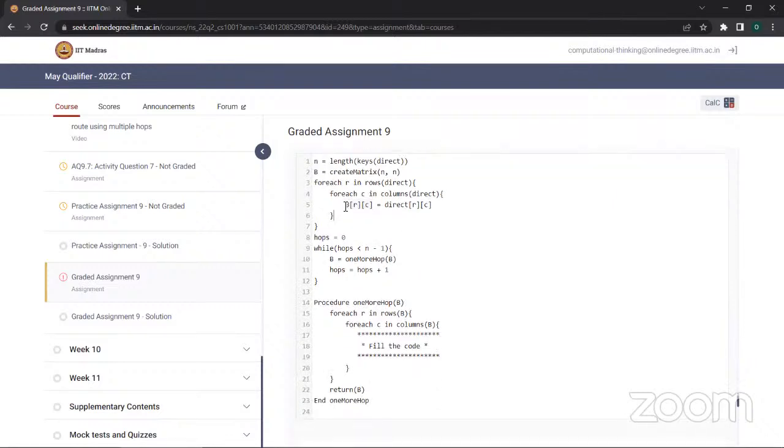So ultimately this B matrix will hold all the direct trains.